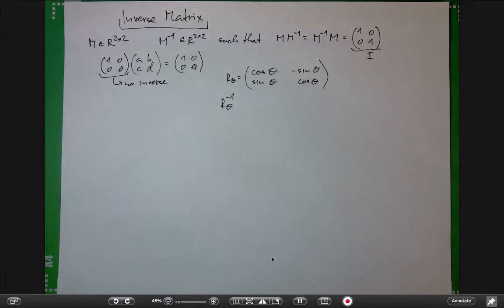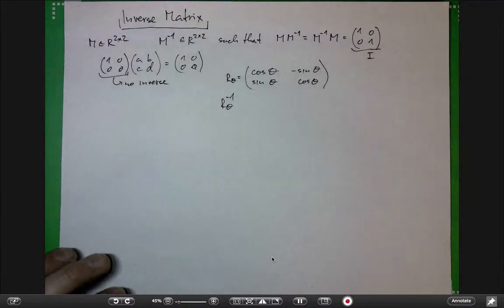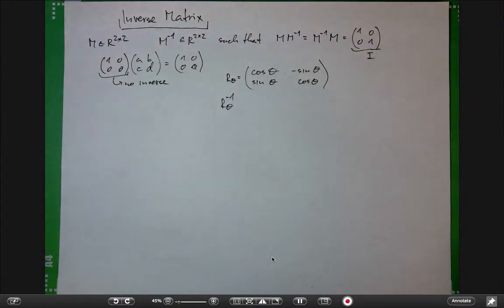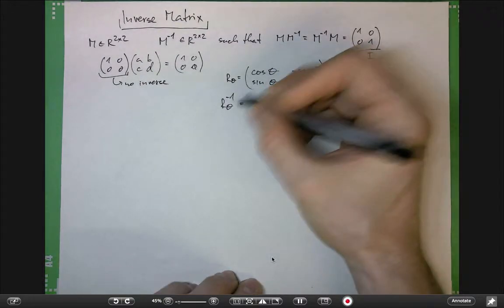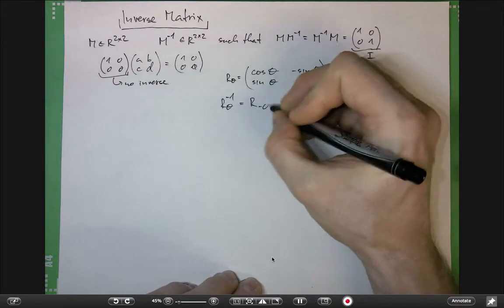You have one try. It is still a rotation matrix. Yeah, that's the first very good observation. The inverse of a rotation matrix will still be a rotation matrix. And by which angle? Yeah, just minus theta. Exactly. So the inverse matrix of R theta is just R of minus theta.